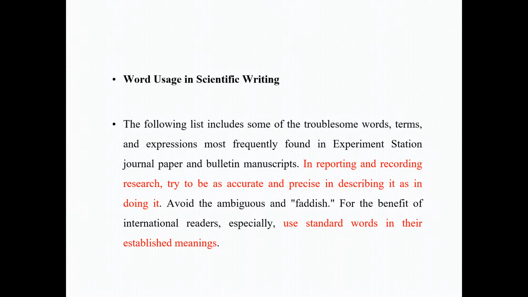The lecture's topic today is word usage in scientific writing, that is, how to use different words in scientific writing. The following list includes some of the troublesome words, terms, and expressions most frequently found in experiment station, journal paper, and bulletin manuscript. In reporting and recording the research, try to be as accurate and precise in describing it as in doing it. Avoid the ambiguous and faddish. For the benefit of international readers especially, use standard words and their established meanings.